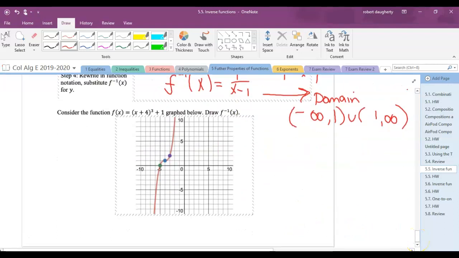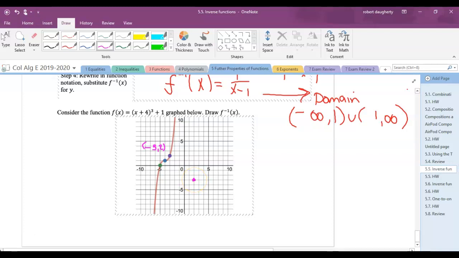Here I give you the graph of x to x plus 4 cubed plus 1, and I want to see what its inverse is. In order to graph its inverse, I've got to find some points. What is this purple point right here? Negative 3, 2. So on the inverse, what point do I need to go find? 2, negative 3, which is right here.